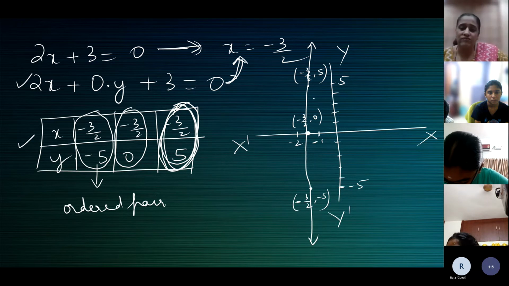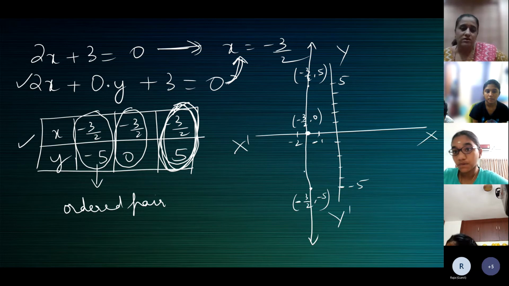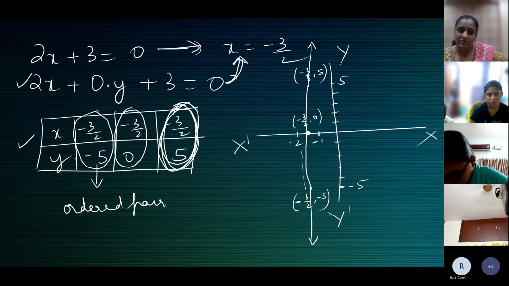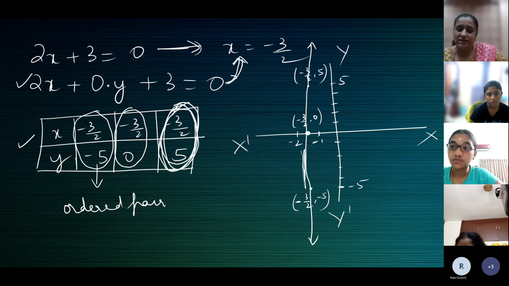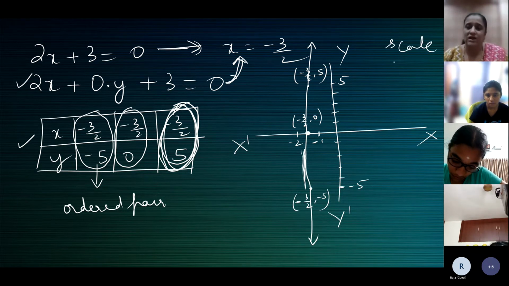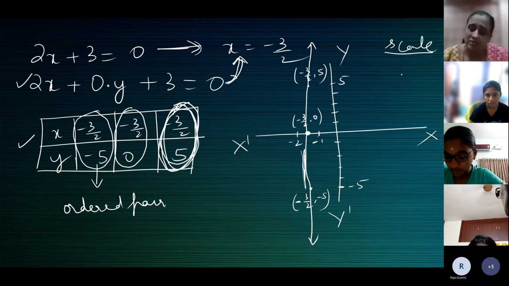So here on the graph, you must write the equation: 2x plus 0y plus 3 is equal to 0. I'm not able to write it now, but you should write it like this on the graph. What are the requirements of a graph? You must write the scale. We'll see all that when we do the real graph. I'll tell you how to write the scale. You might have already learned it.